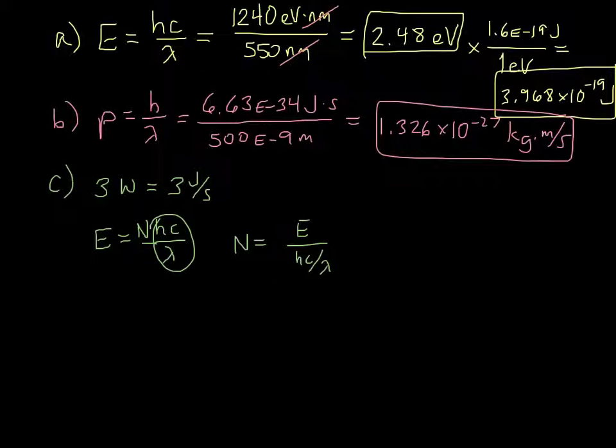So E, the energy, is 3 joules, divided by the hc over lambda, which we also need to express in joules, which is what we solved for in part A right here, and that's 3.968 times 10 to the negative 19 joules. So the joules will cancel out in the numerator and denominator and leave you with a total number of photons of 7.6 times 10 to the 18.